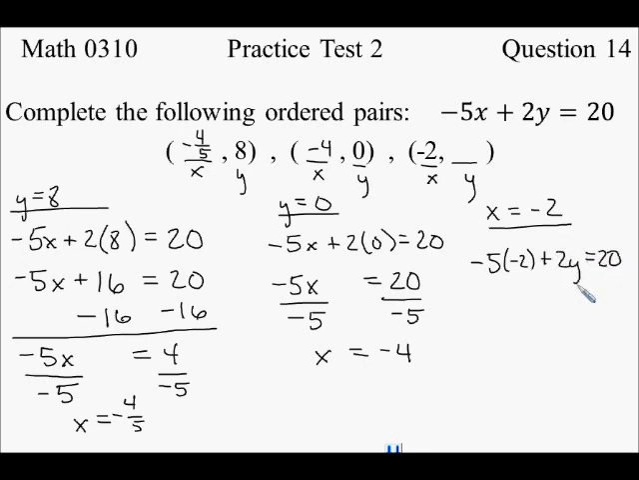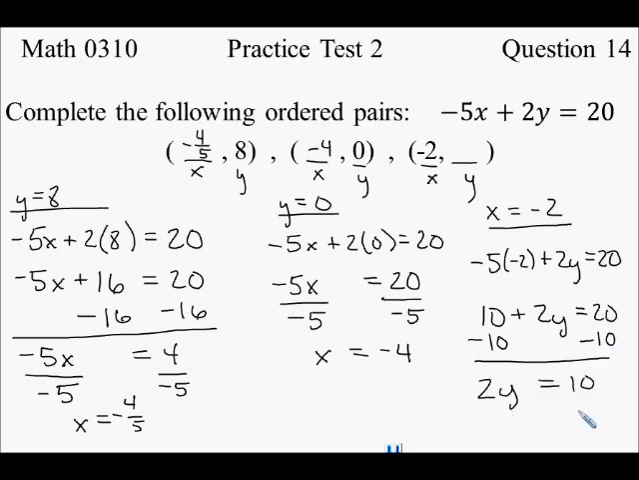Alright, so negative 5 times negative 2, 5 times 2 is 10, and a negative times a negative is going to leave us with a positive 10 there. So 10 plus 2y is 20. We see it already. Let's go ahead and solve. So we'll get the y by itself by subtracting 10 first. And so we get 2y left over here. 20 minus 10 is 10.